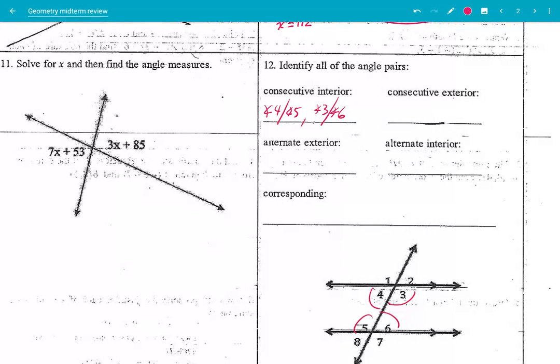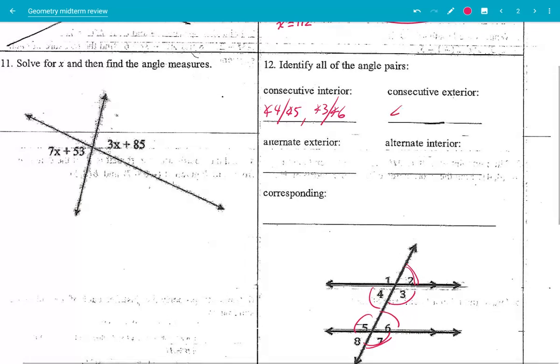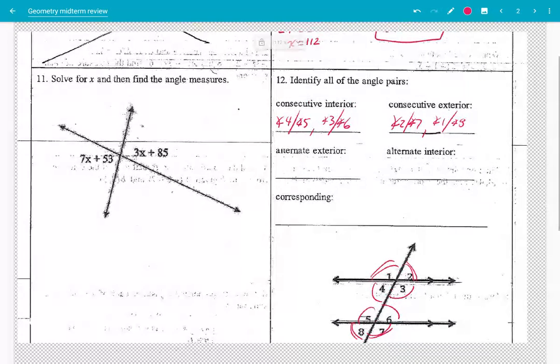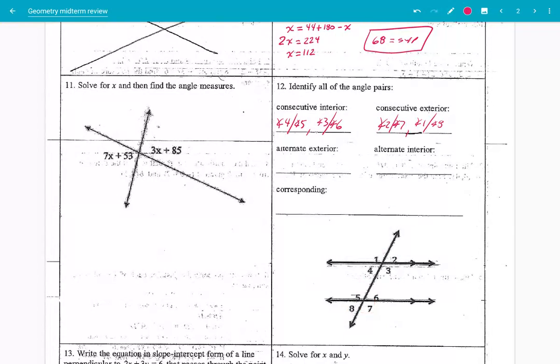Consecutive exterior: 2 and 7, and then 8 and 1. Angle 1, angle 8. All right. Alternate exterior. I'm gonna erase these now. It's gonna start getting bad.